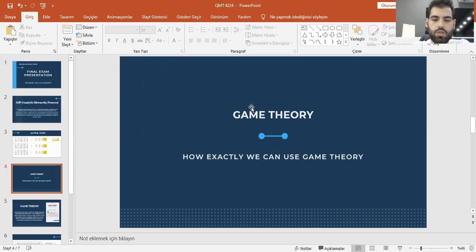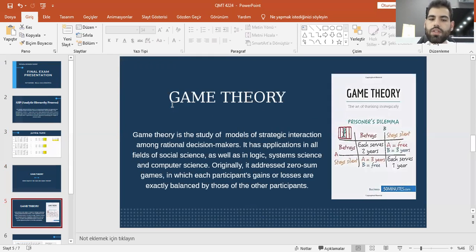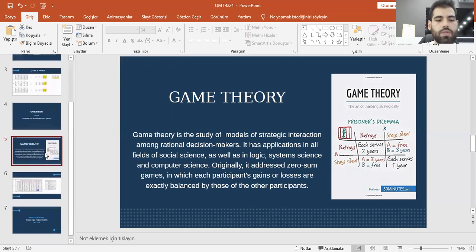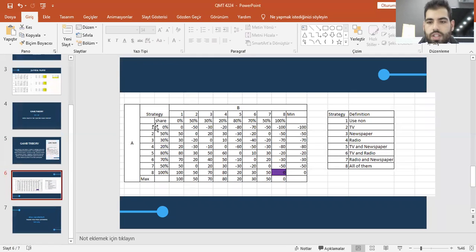Right now I want to get to game theory. So how exactly can we use game theory, and what is game theory? Game theory is the study of models of strategic interaction among rational decision makers. It has applications in social science and logic, and we can use it in our decisions too. Game theory is always used in our life and our studies, and it shows us a way to fix some problems.